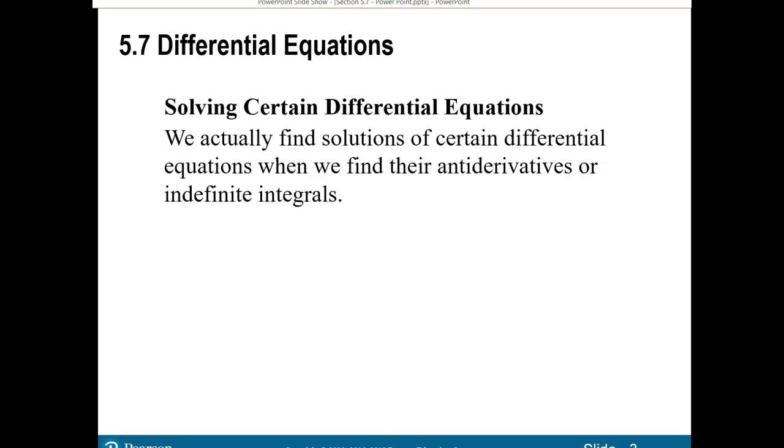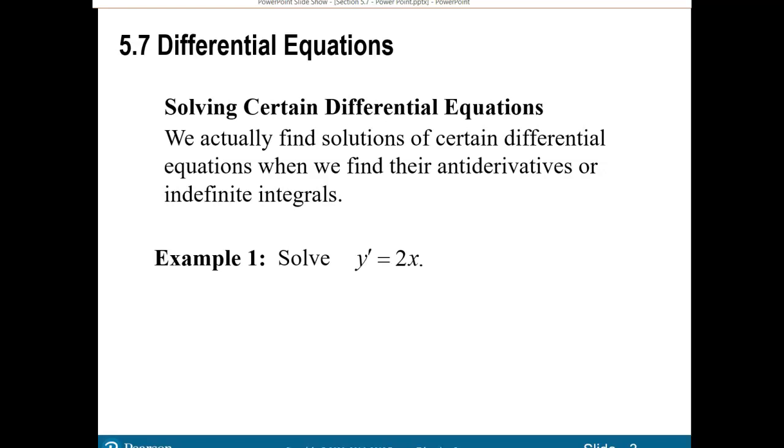All right, solving certain differential equations. It depends on the type we're solving as to how that process works. We actually find solutions of certain differential equations when we find their antiderivatives or indefinite integrals. So we've already done this general process, we just haven't called it this yet.